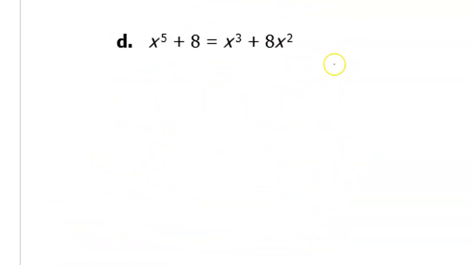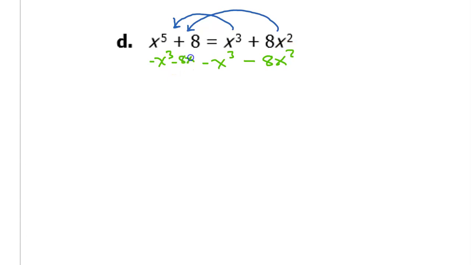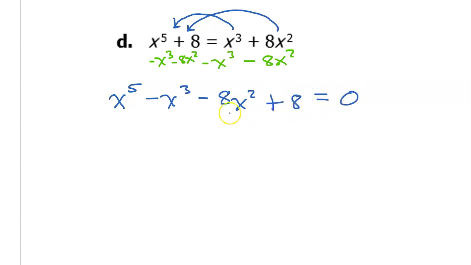For problem D, let's get everything on one side of the equation in descending exponential order. So in effect, I'm going to move this x to the third power over here, and I'm moving the 8x squared over there. Of course, technically, I am subtracting x to the third power from both sides, and I am subtracting 8x squared from both sides. Okay, so if I put these in order, I'm going to end up with x to the fifth power minus x to the third power minus 8x squared plus 8 is equal to 0.